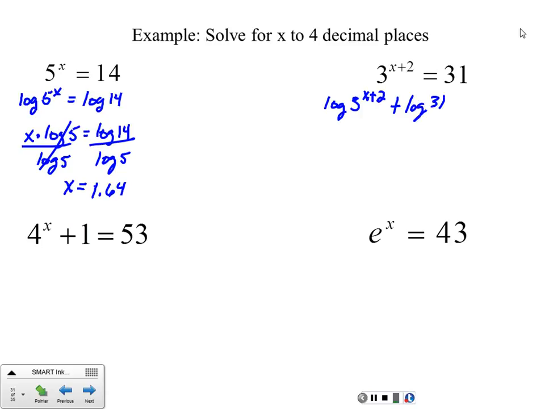Okay, I don't want my exponential there, so I'm going to do x plus 2 times log of 3. Why did I put plus there? That should be equals.